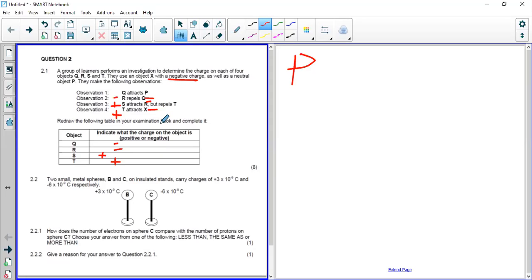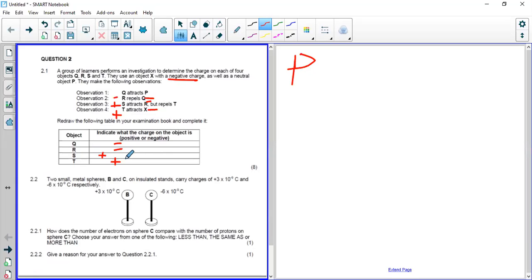Then I think everything is answered. Even the first statement says Q attracts P. We don't even have the P. So our Q is negative, and we're told that P is neutral. So that could be due to polarization there, right? Because our Q is negative. So back to the table for 8 marks. You have your Q is negative, your R is negative, your S is positive, and your T is positive. That's how you get the answer.